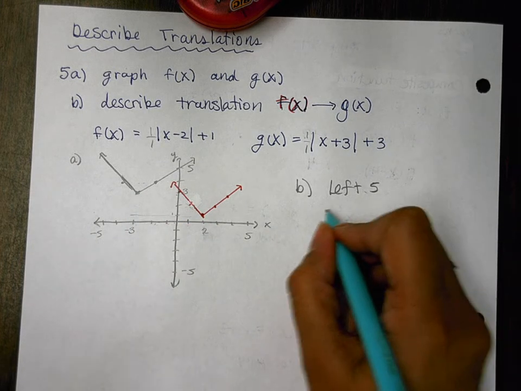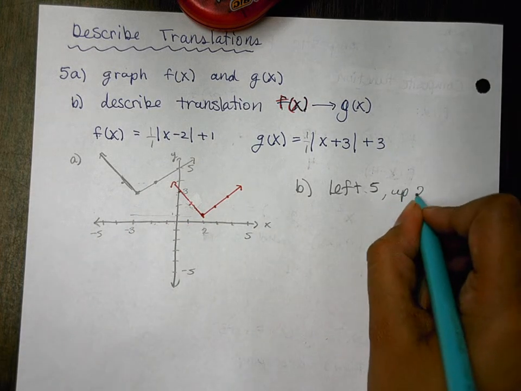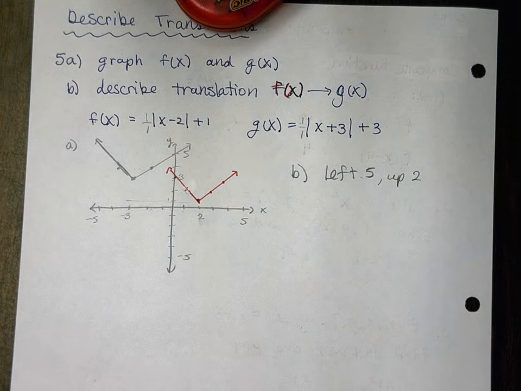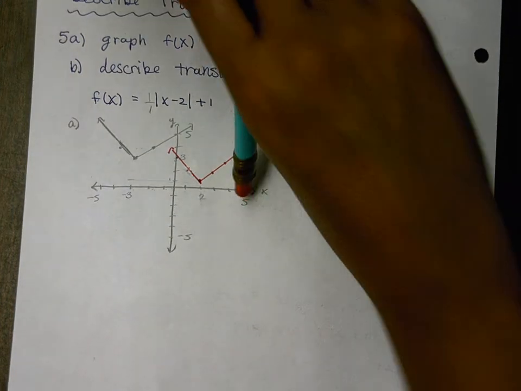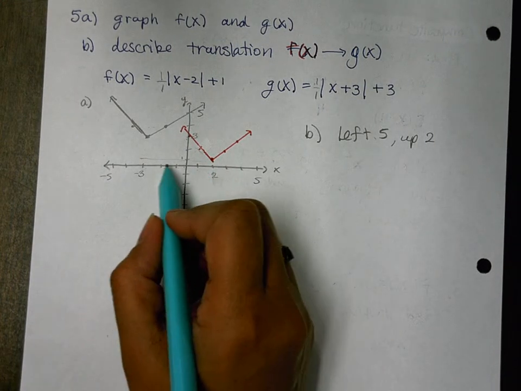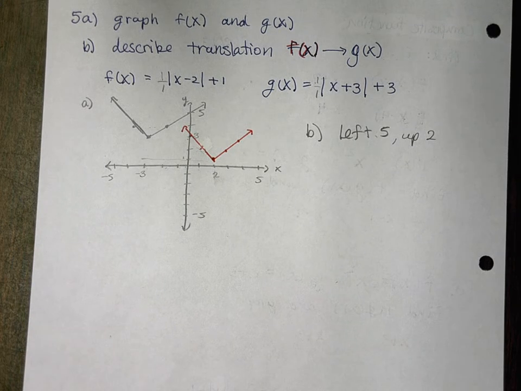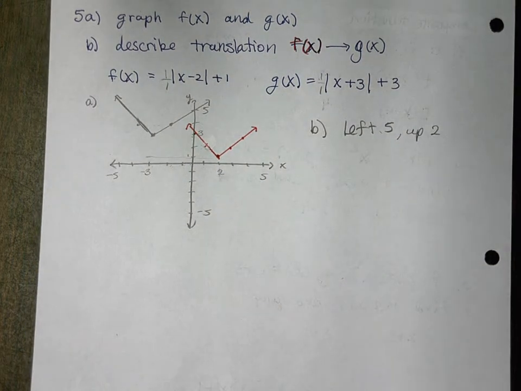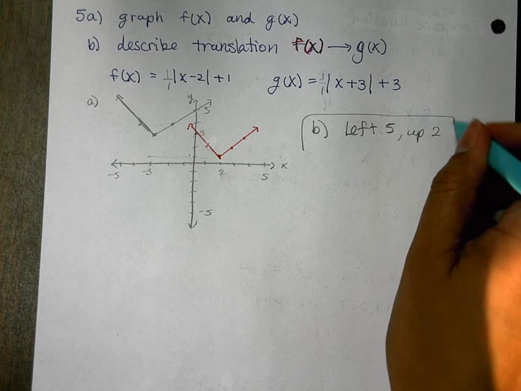That was up 2. You can see where it's easier if you have graph paper to do the counting. So if you can or have access to or can have your parents get you some, it is not a bad idea to invest. Okay, so I went left 5, up 2. All right, so that's my answer for part B.